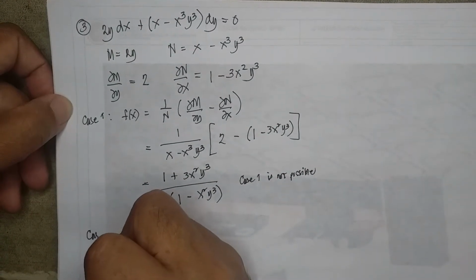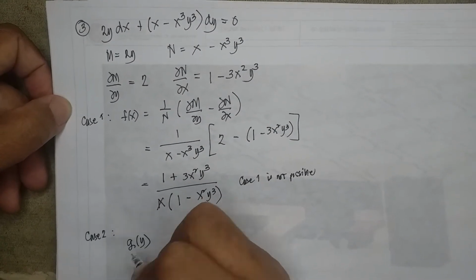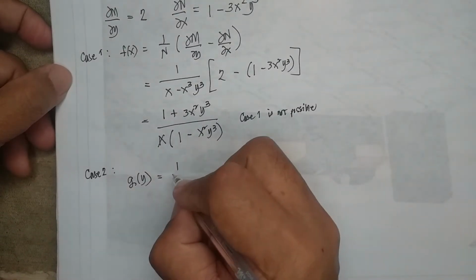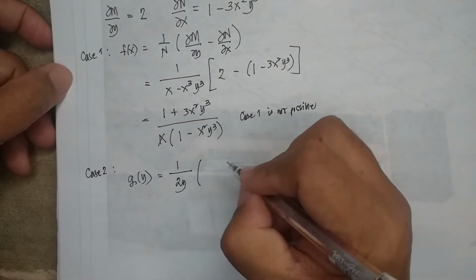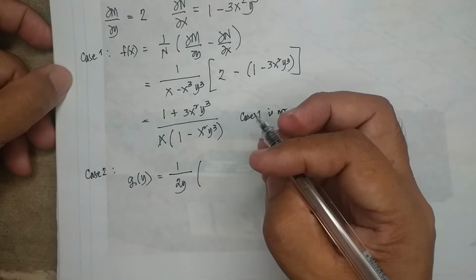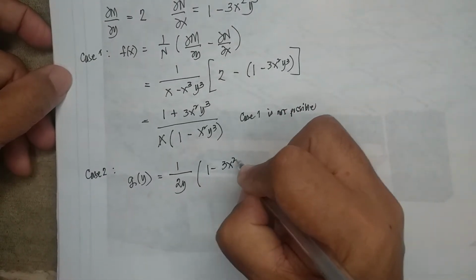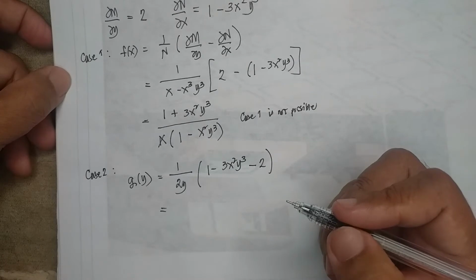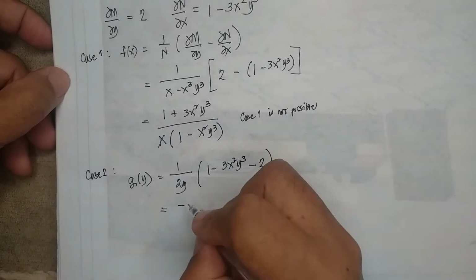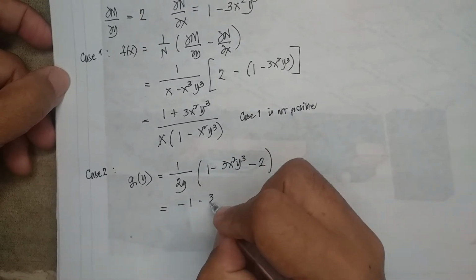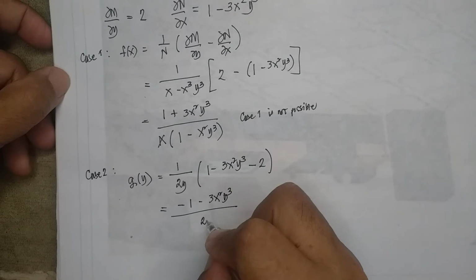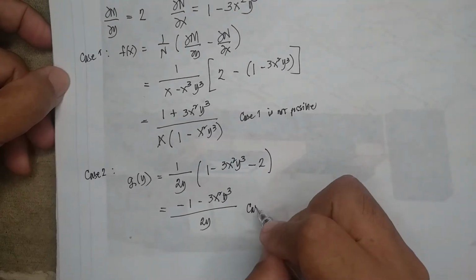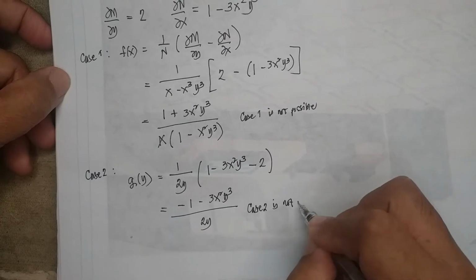Let's try case number 2, g(y). g(y) is equal to 1 over M, but what is M? 2y, times the derivative of N in terms of x, 1 minus 3x squared y cubed, minus the derivative of M in terms of y, which is 2. So we have 1 minus 2 is negative 1 minus 3x squared y cubed over 2y. But then again, it'll be impossible for us to cancel x in here. So case 2 is again not possible.